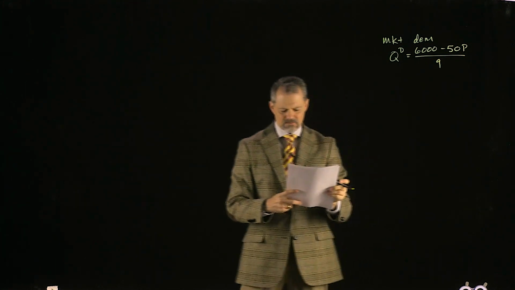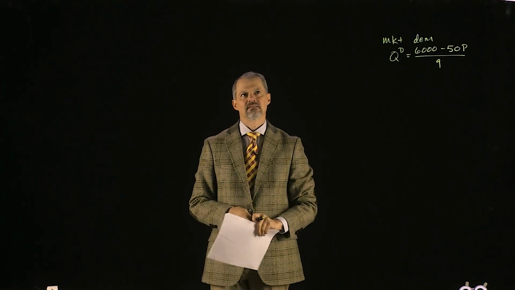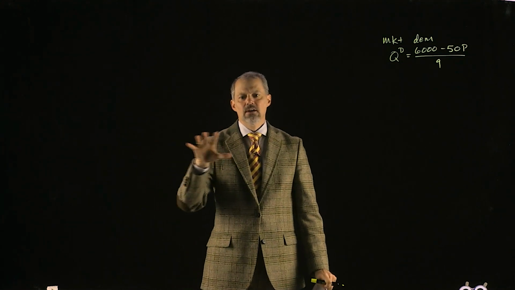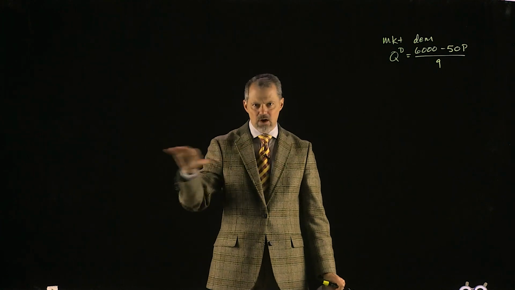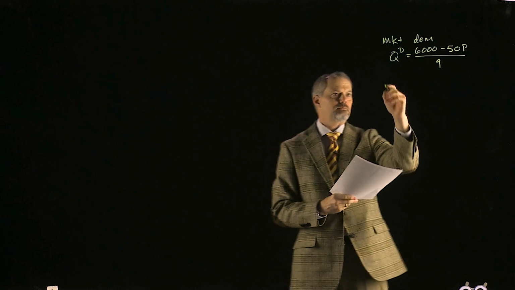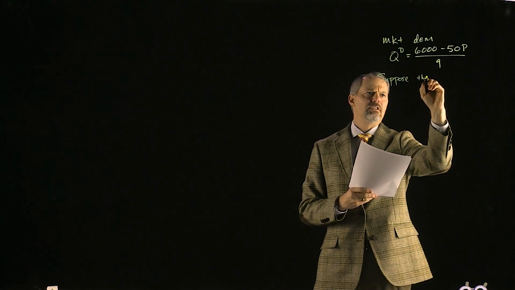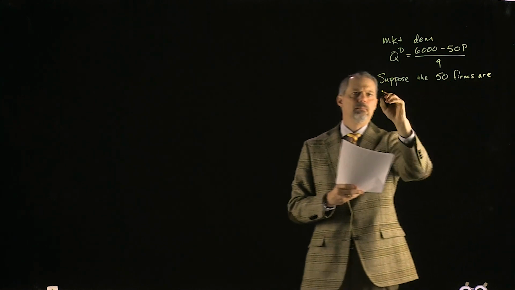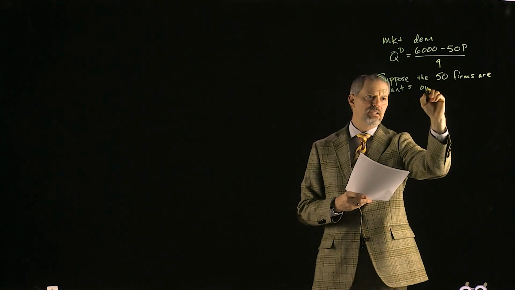Now let's suppose that we've still got the 50 plants. In the perfect competition problem, we had 50 firms. Let's suppose those are just 50 plants all owned by the same owner. So it's just one firm with different plants for making the good. So let's suppose the 50 firms are plants owned by one monopoly.